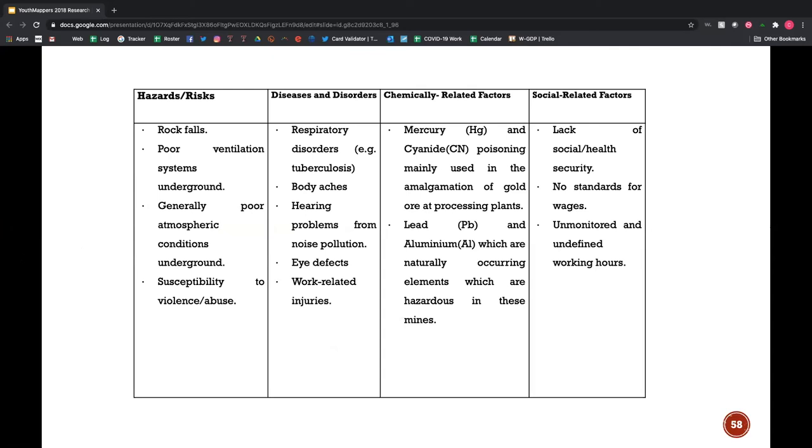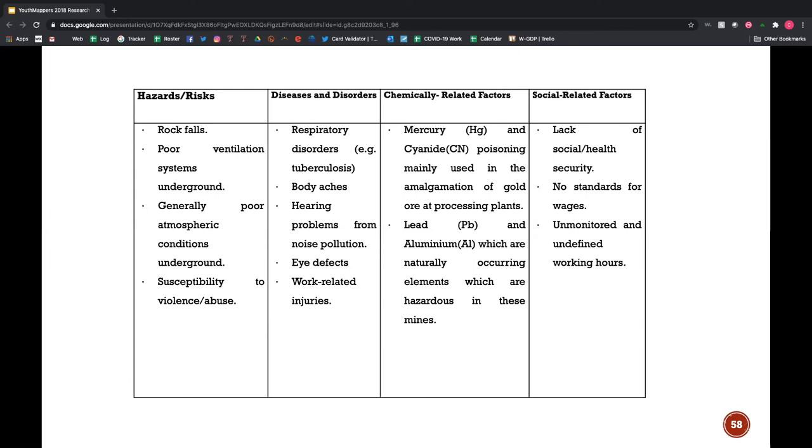Then for the diseases and disorders, we had respiratory disorders, body aches, hearing problems, eye defects, and other work related ones. And the chemically related factors: mercury and cyanide poisoning, usually from those who worked in the processing plant. Mercury is used in the amalgamation of gold, and mercury and water reacting causes mercury poisoning. A lot of the time it damages your system little by little, before you realize it has done a lot of damage. Then we had lead and aluminium, which are naturally occurring elements that are hazardous in mines.